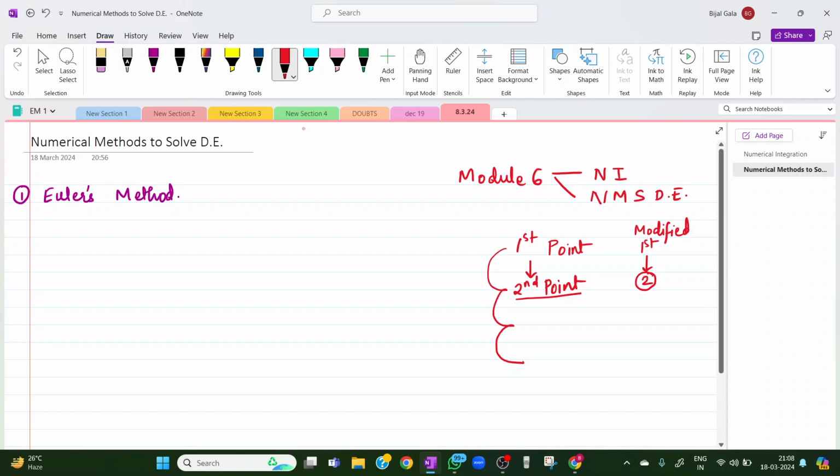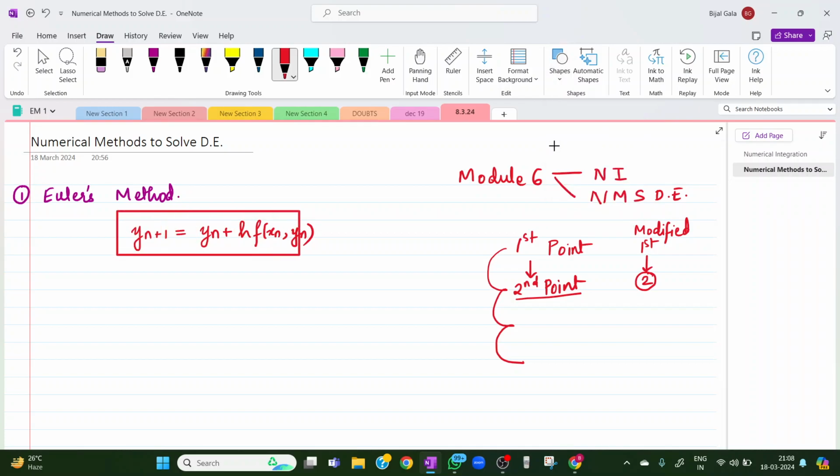Let's understand the formula and the concepts involved in the formula. The formula for Euler's method is y(n+1) = y(n) + h times f(xn, yn). Now let's understand this. Which are the different terms here and what is exactly happening over here.